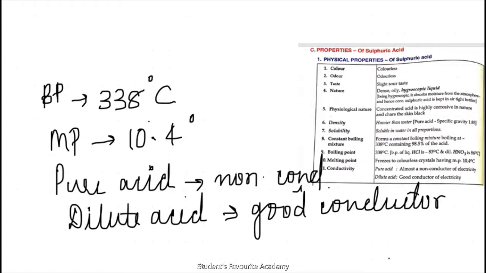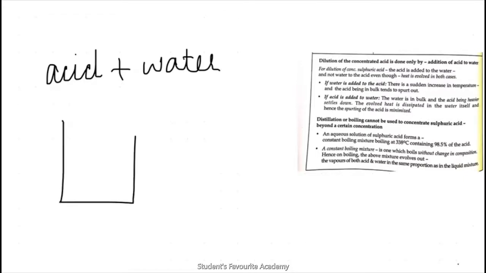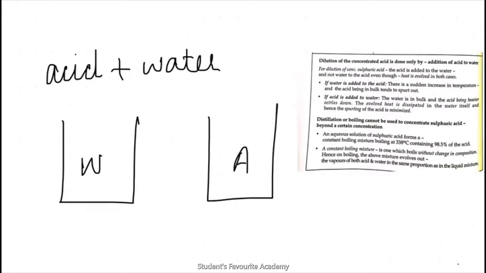Then we'll further move to how do we dilute it. Now dilution of concentrated acid is done only by addition of acid to water. Okay, children, so whenever we talk about dilution, what do we do? Dilution means acid is being added to water. Now what is happening, children? See, there is always a method of diluting a substance. Suppose there are two cases, children. There is water in this beaker and then I will be taking acid. What happens if I am going to dilute? If I am pouring acid into this, what will happen?